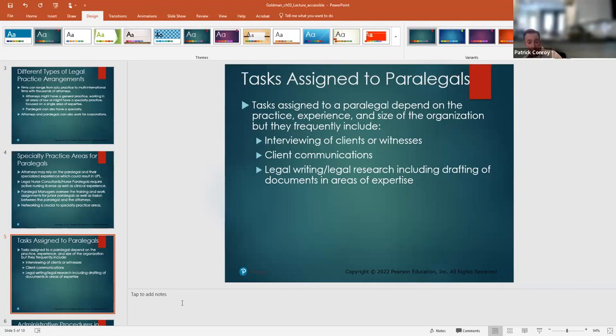There's a lot of legal writing and legal research, including drafting documents. That's why it's important to have strong communication skills. We have legal research and legal writing as courses in this program.